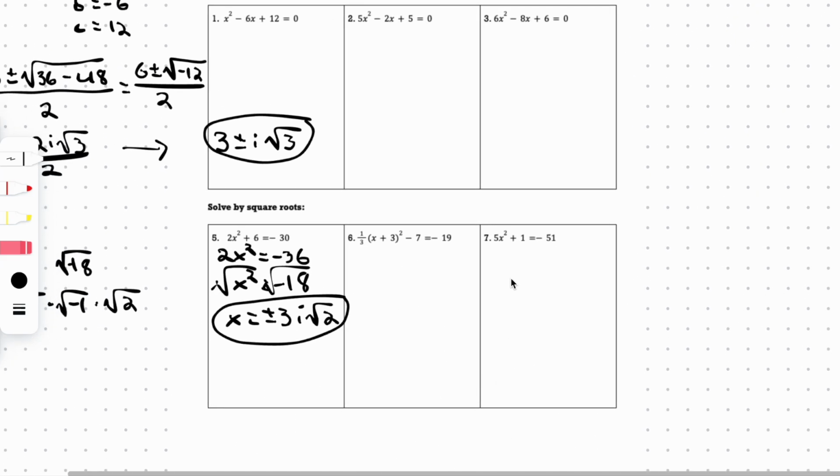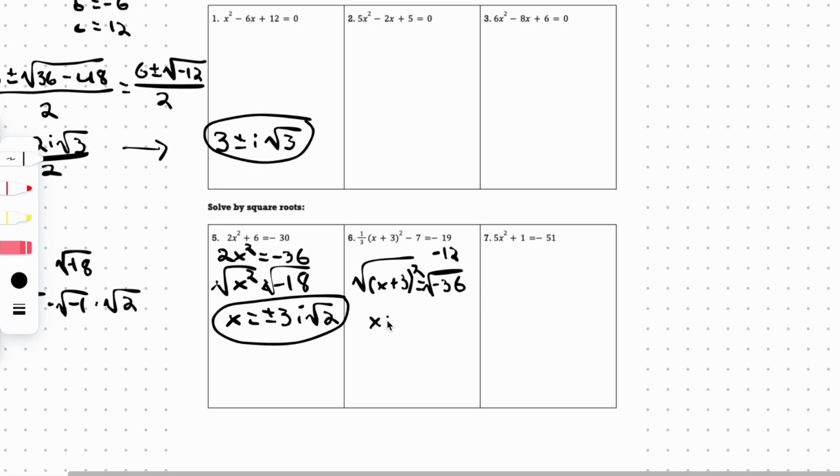Let's do we have any more? Let's do this one. You know what? Let's do this middle one actually. So let's move the 7 over. So negative 19 plus 7 is going to be negative 12. And you know what? While we're at it, let's multiply by 3 to get rid of this 1/3. So we have negative 36 now is equal to x plus 3 squared. We take the square root of both sides.